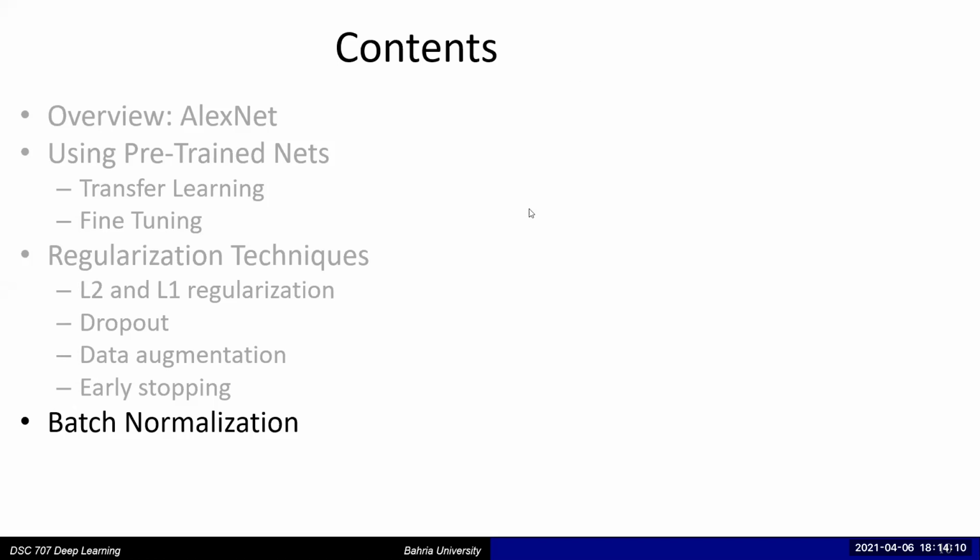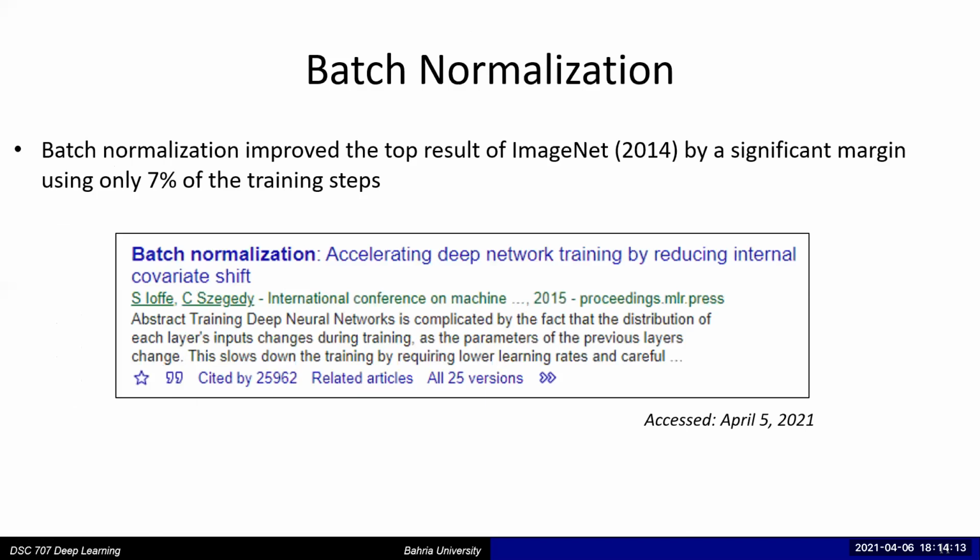Anyway, coming back to our technical aspect. Batch normalization was introduced in 2014, in the paper titled Batch Normalization: Accelerating Deep Network Training. As you can see, the objective is to speed up training. Once, in the ImageNet competition, a model was submitted using it, and not only did it improve the result, but it improved them using only 7% of the training steps.